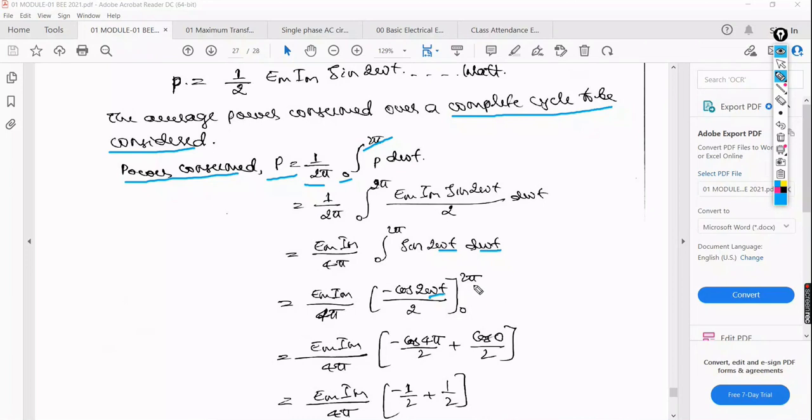What are the omega t limits? 2 pi and 0. Cos of 4 pi by 2 plus cos 0 by 2. It is minus 1 by 2 plus 1 by 2. What is minus 1 by 2 plus 1 by 2? 0. Zero multiplied by anything is what? 0. What is our average power consumed by the pure capacitance? Always 0.